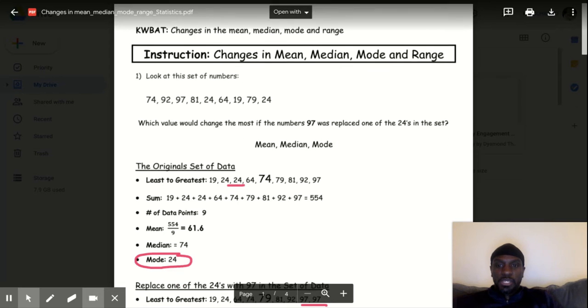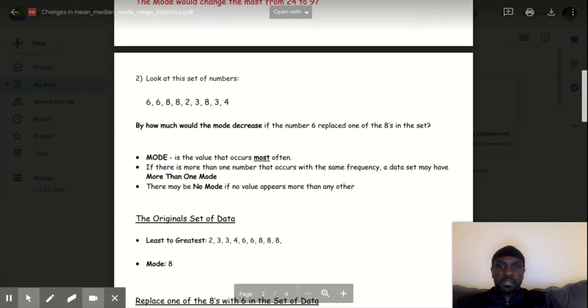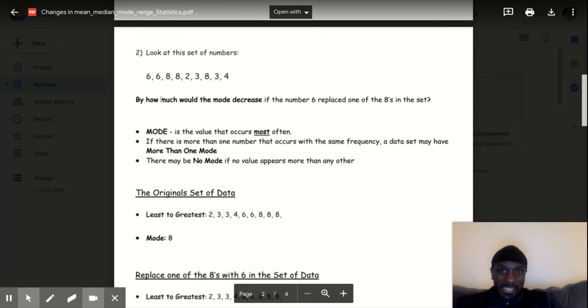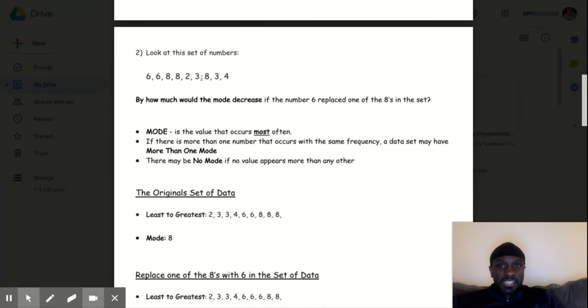I'm going to page 2, and I'm having problems getting there. Here we go. Look at the set of numbers. 6, 6, 8, 8, 2, 3, 8, 3, 4. How much would the mode decrease if the number 6 replace one of the 8s in the set? So I have 3 8s in here. They want me to replace one of these 8s.